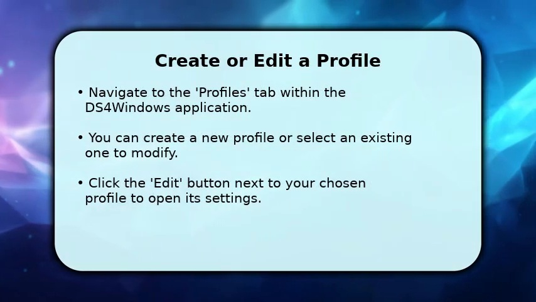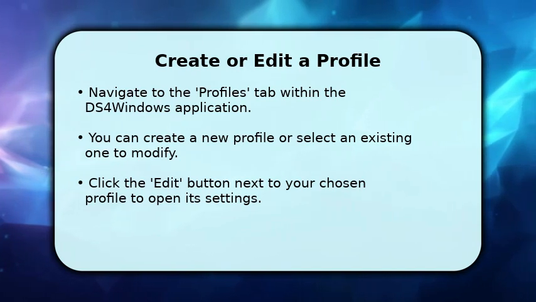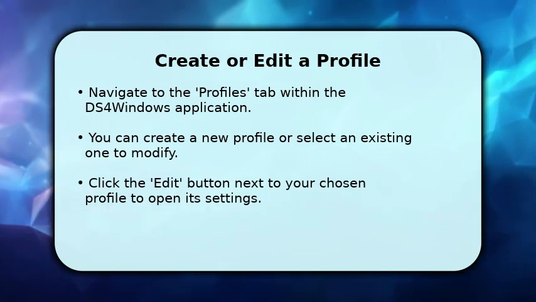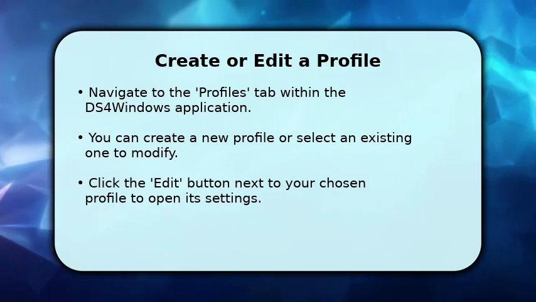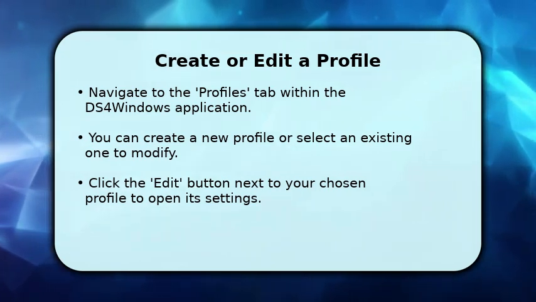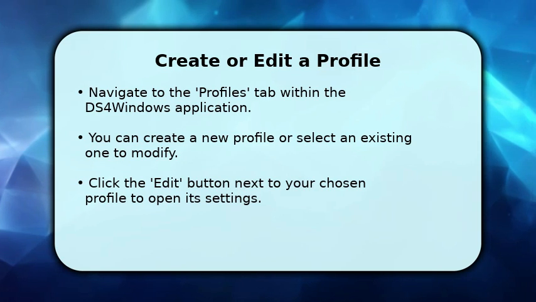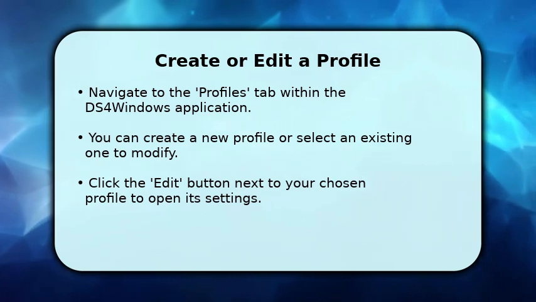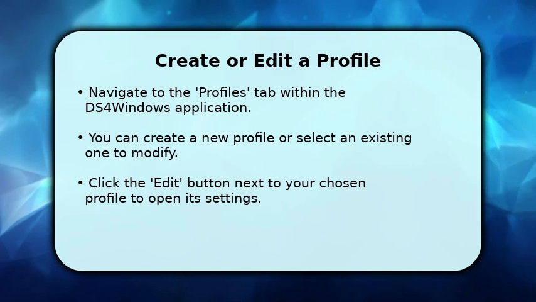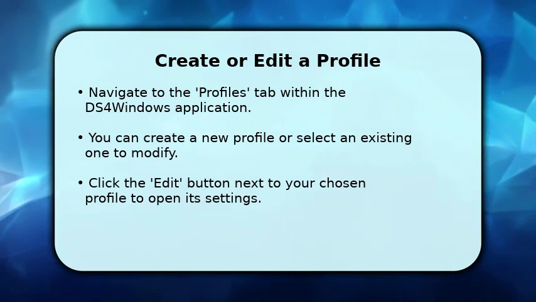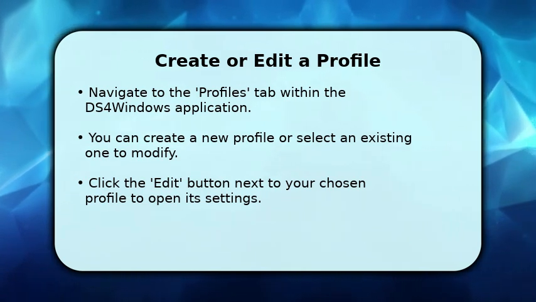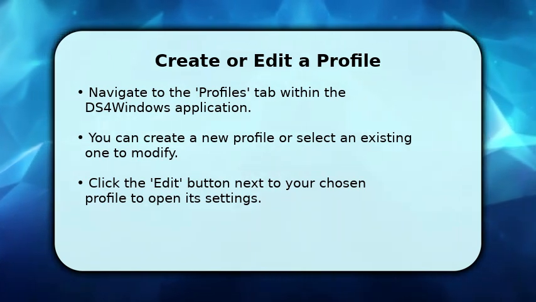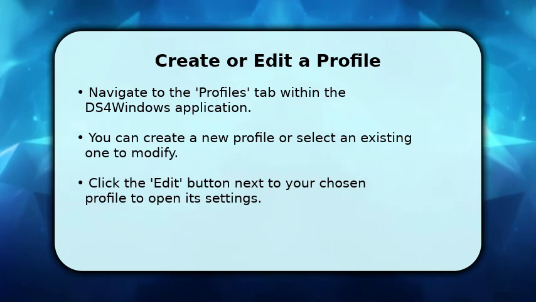Next, we need to access the profile settings for your controller. Head over to the Profiles tab in the DS4Windows application. Here, you have the option to create an entirely new profile or select an existing one that you wish to modify. Once you have made your selection, click the Edit button to open the detailed profile settings. Within these settings, you will find various customization options. Our focus will be on locating the light bar section to adjust its appearance.